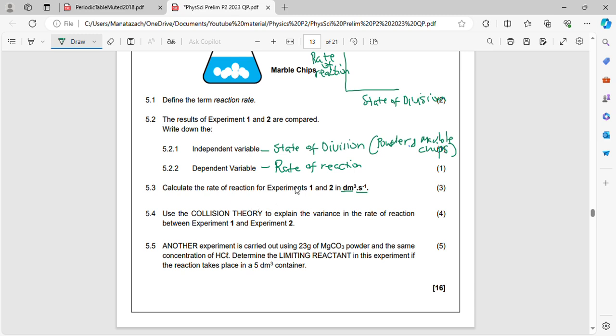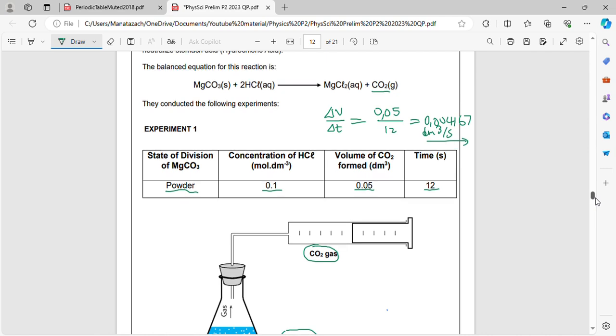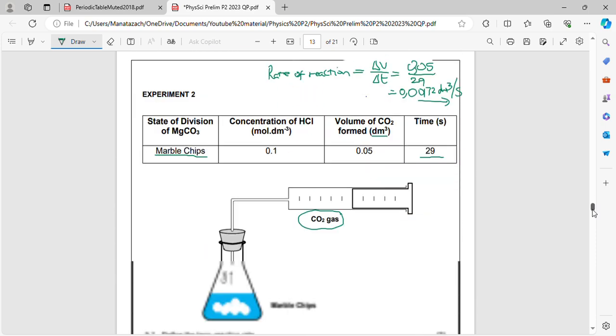Now let's go to the next question. I wanted you to realize something just before we go. You realize that the rate of reaction in experiment 2 is 0.0017, which is much less than the rate of reaction in experiment 1, which is 0.004. So this one is much higher because of the state of division, and it took much less time for the reaction to complete, and that is why.